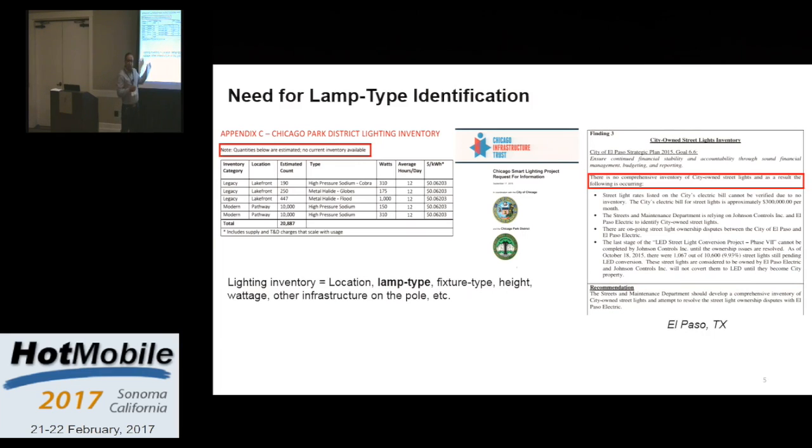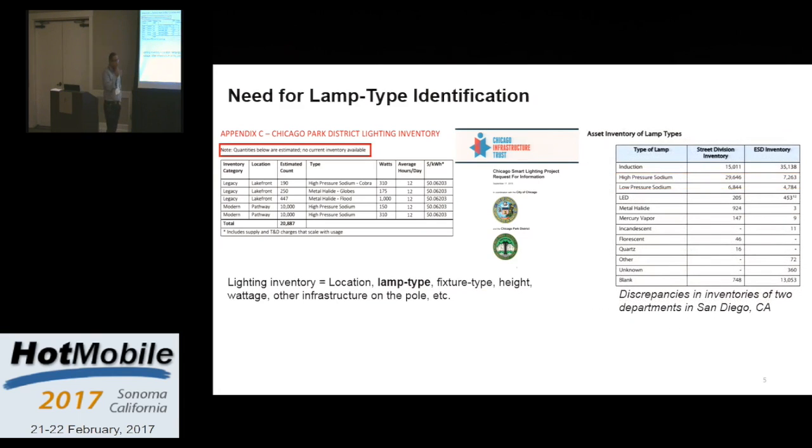And when they don't have accurate inventory and still go ahead and perform LED conversions, like what happened in El Paso, they run into problems like being overcharged by the contractor and all sorts of inefficiency issues. Right? And then there is the curious case of San Diego, which has inventory, but it turns out there are two departments, called the Street and Lighting Division and the Environmental Services Department, and their inventories of the street lights differ drastically. Right? Specifically when it comes to lamp types, the two departments seem to differ on how many lamp types they actually have.